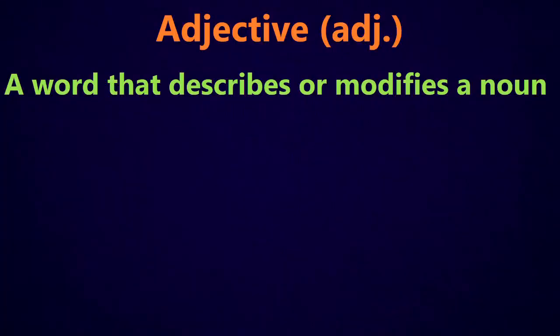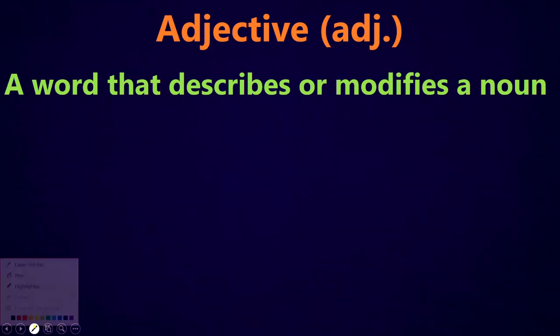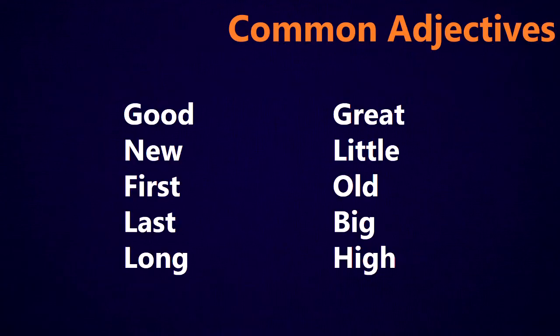So adjectives are words that describe or modify, which means change, a noun. That's their job. The only job of an adjective is to describe a noun. And you can see up at the top here, the abbreviation for adjective is ADJ. So some common adjectives in English are good, new, first, last, long, great, little, old, big, high. These are words we use every single day when we're talking and describing nouns.